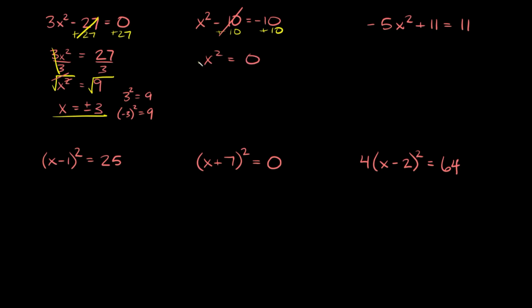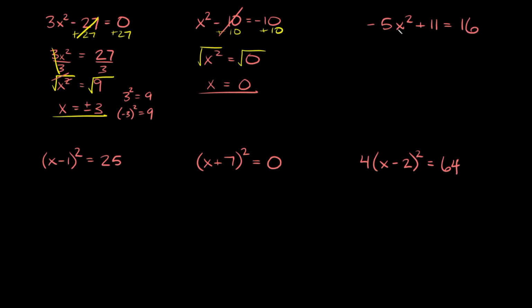Now again, we have our exponent, so all we need to do is take the square root of both sides. On this side, we're just going to be left with x. So we get x is equal to the square root of 0, which is just 0. You could put your plus or minus there, but there's no such thing as positive 0 or negative 0. 0 is just 0. So here our answer is simply x is equal to 0. So we only have one solution in this case.